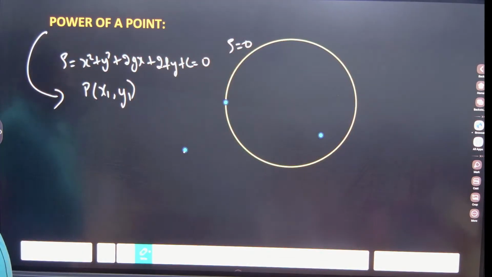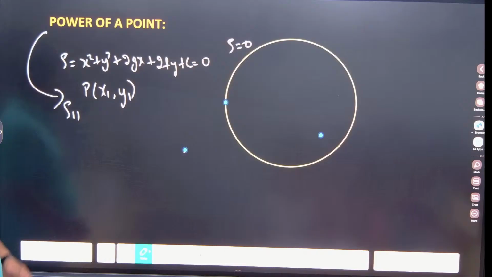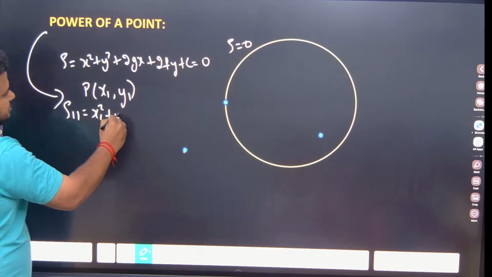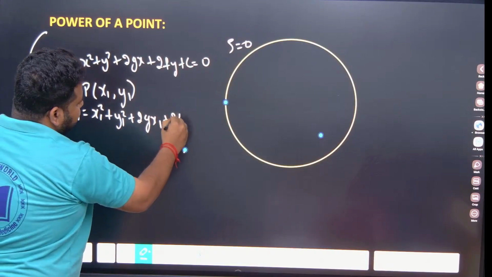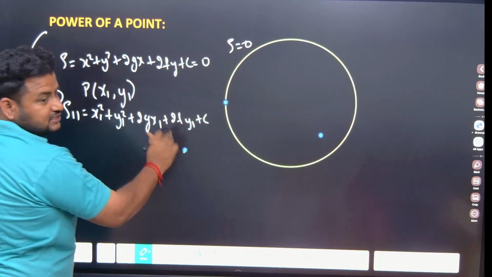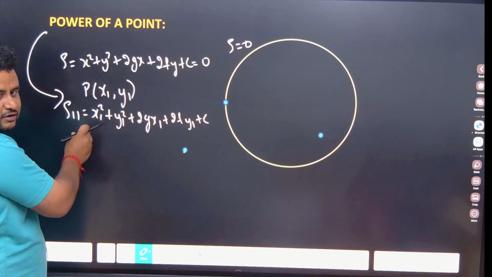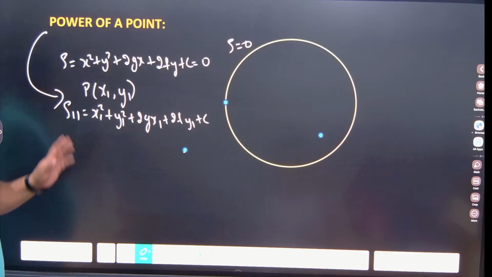If they ask the power of a point, what you have to do is find out S11. What is this S11? Put the values of x1, y1 here. So this becomes x1 square plus y1 square plus 2gx1 plus 2fy1 plus c. The equal to 0 won't come. That is not an equation; you will get some numerical value for S11.